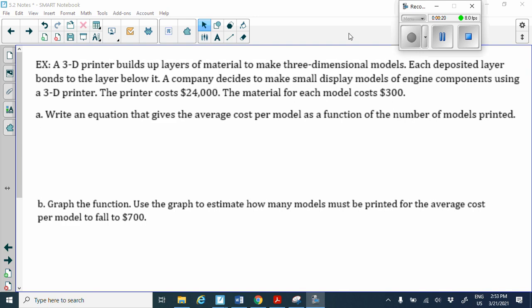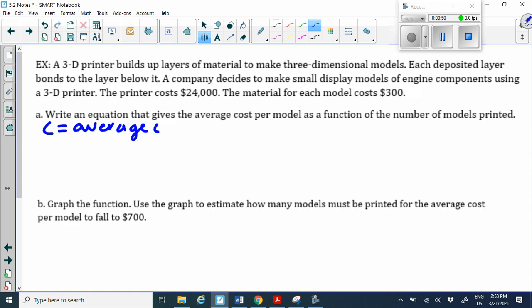Now the printer itself costs $24,000 and the material for each model costs $300. So we need to write an equation that gives the average cost per model as a function of the number of models. Now the first thing is we need to define our variables, meaning, figure out what variables we want to use and then say what they represent. Well, I think we use C to represent the average cost, that would be easy there. And then we can use N to represent the number of models.